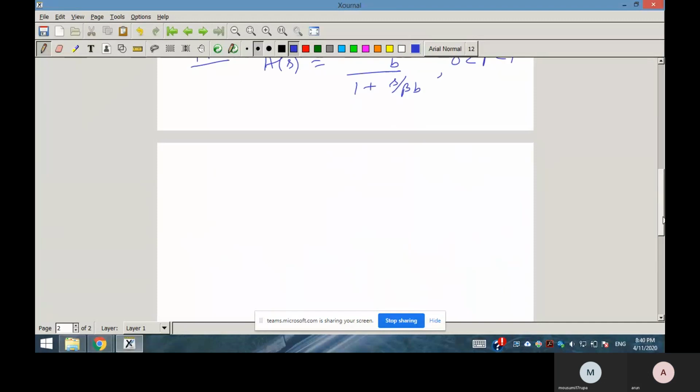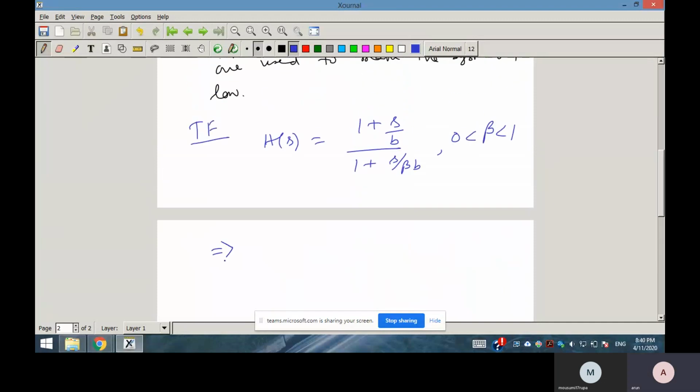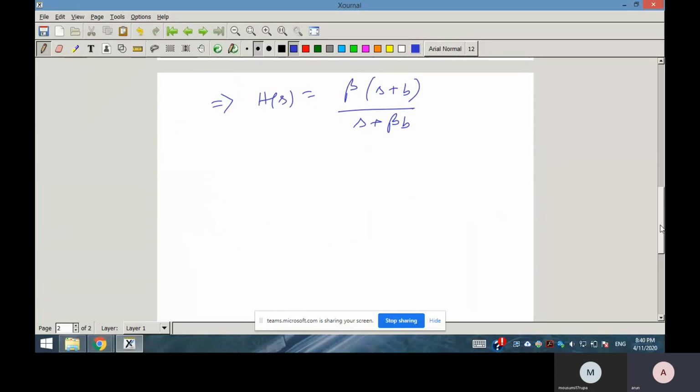So that means your H(s) will be beta into (s plus b) divided by (s plus beta b). So now what is the pole zero map here? The pole zero map for this controller is this one.